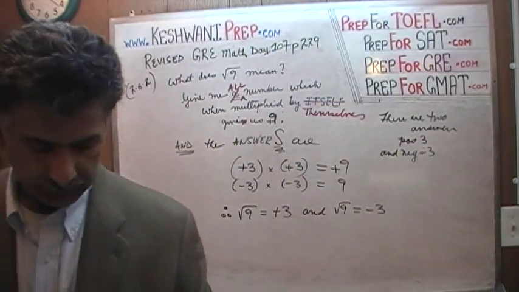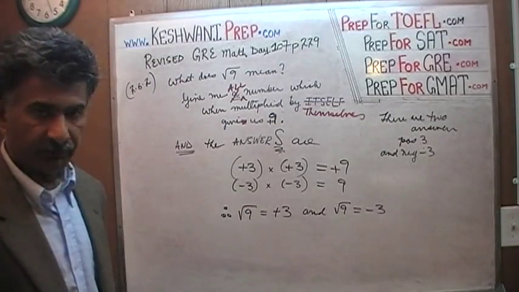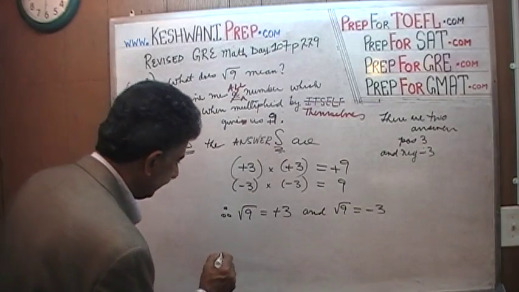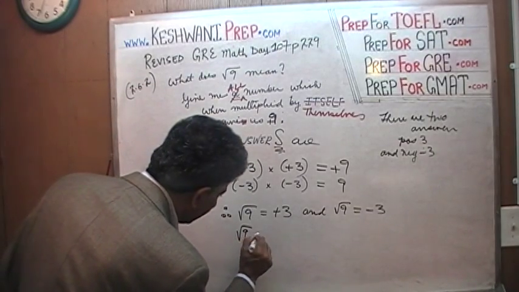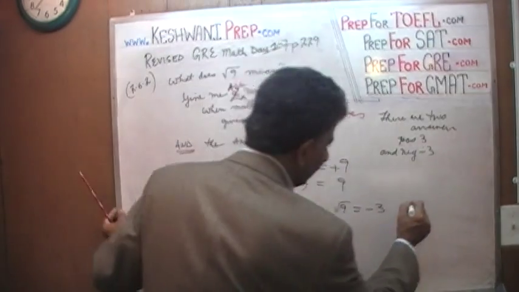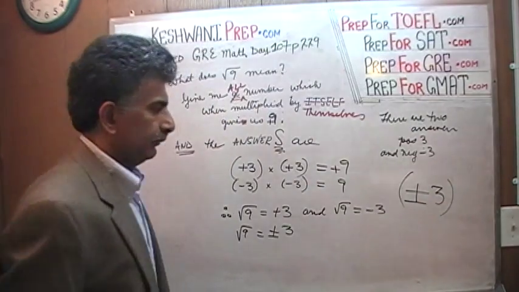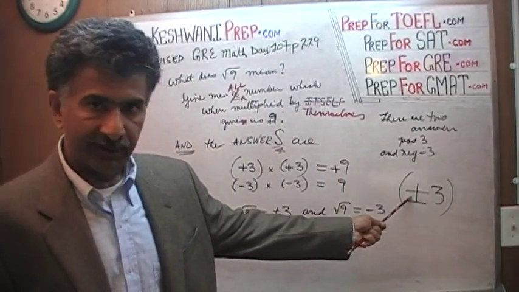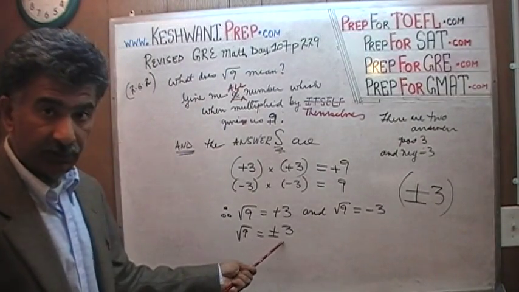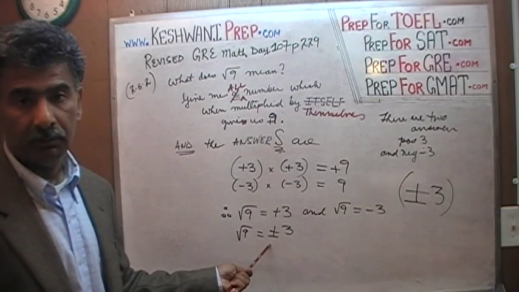Now instead of writing it separately like this two times, here's how mathematicians like to do it. They like to condense everything in one way, which is this. Square root of 9 equals positive 3 and a negative 3. That's how we write it. This is read as positive 3 and negative 3. Square root of 9 is not just 3. It is also negative 3.